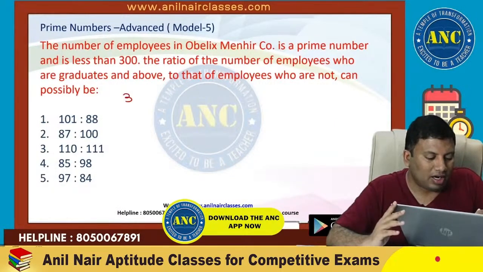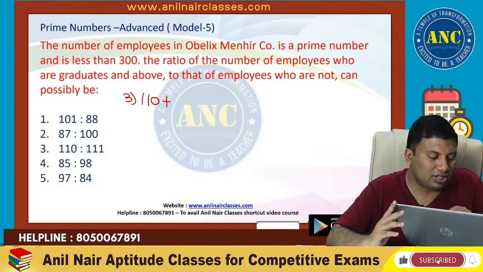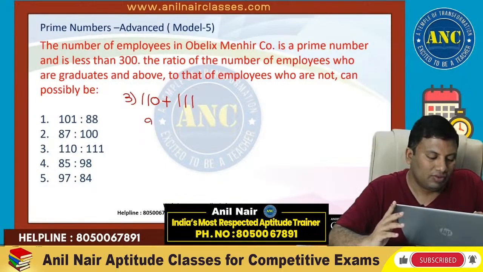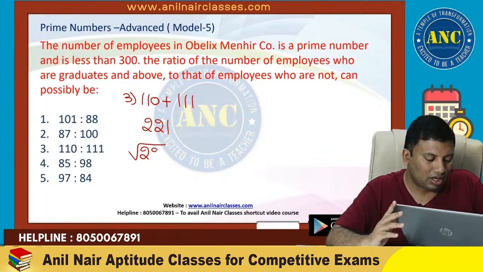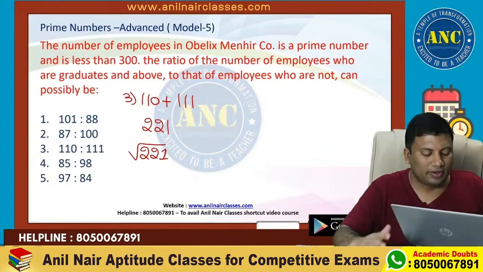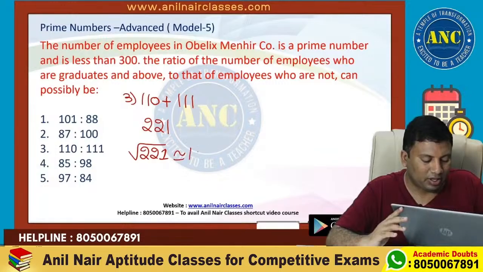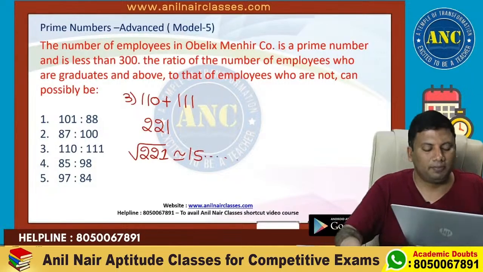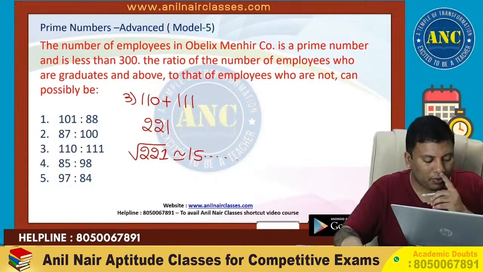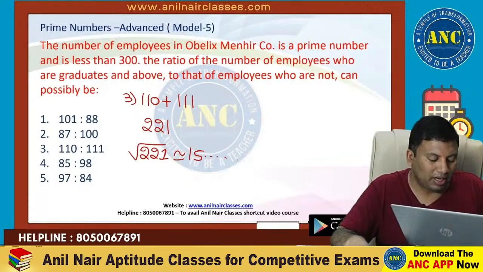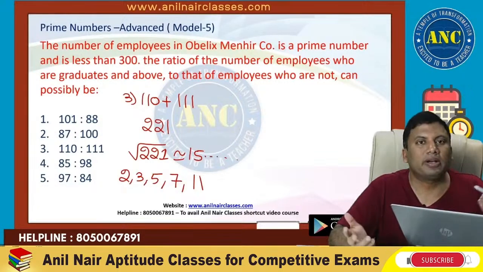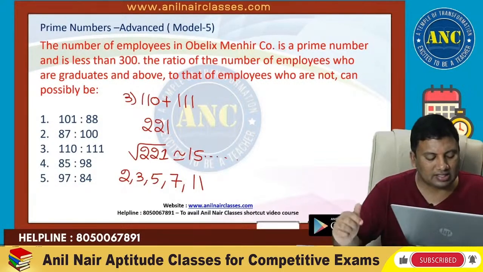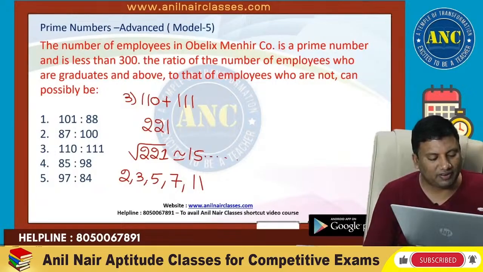Third one, what we got? 110 plus 111 we got. This is nothing but 221. Let me take the square root of 221. It is 15 point something. Now in 15 point something, what are all the prime numbers less than 15? 2, 3, 5, 7 and 11, because every composite number can be written as a power of a prime number. 2, 3, 5, 7, 11.